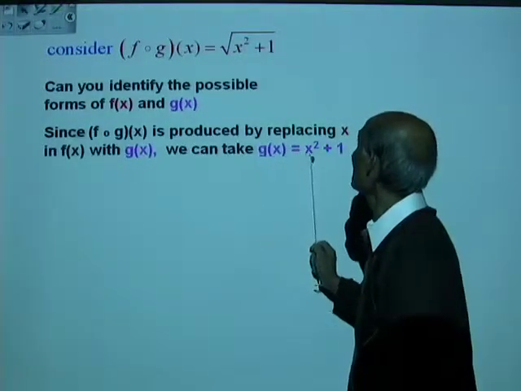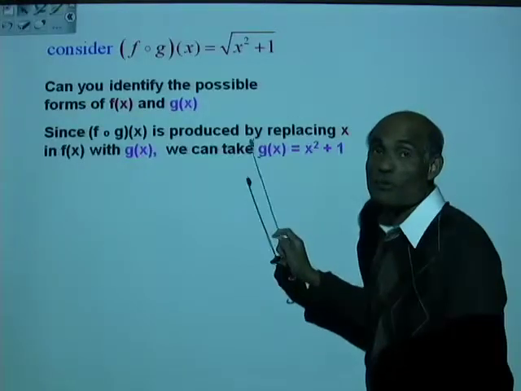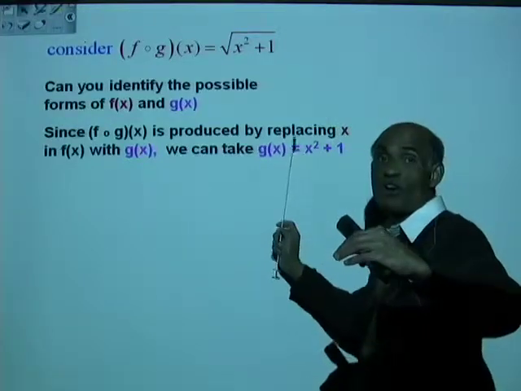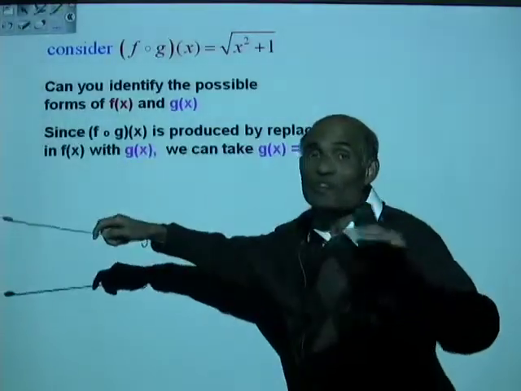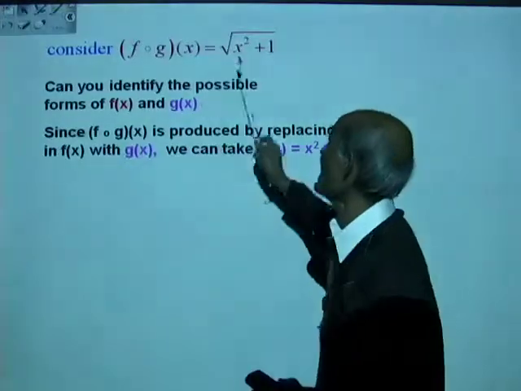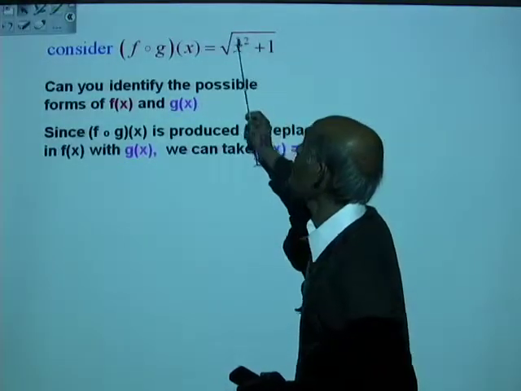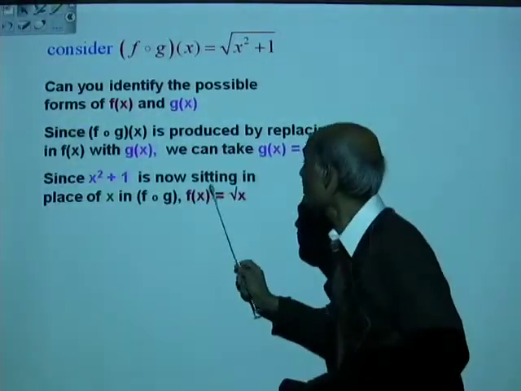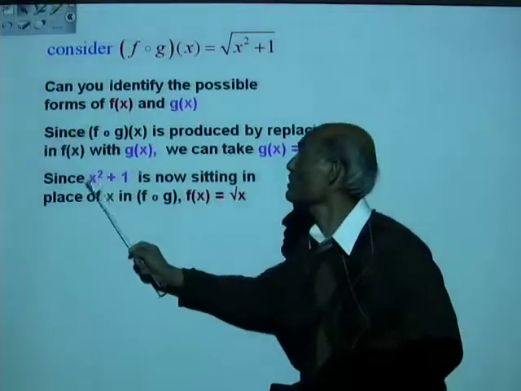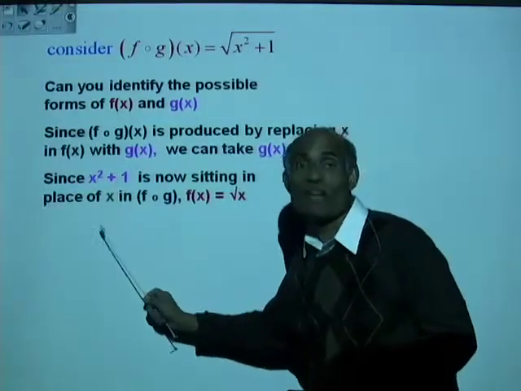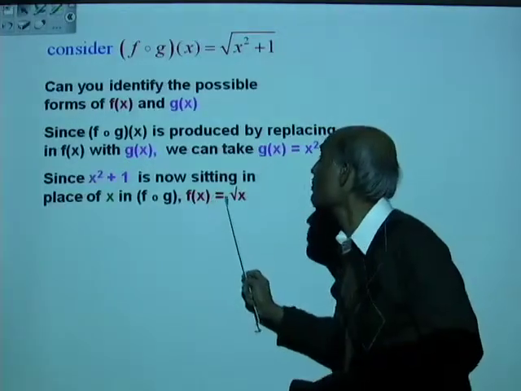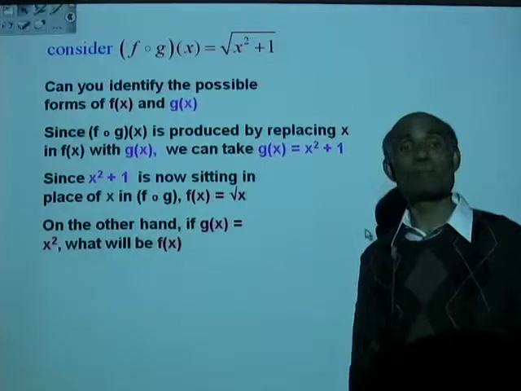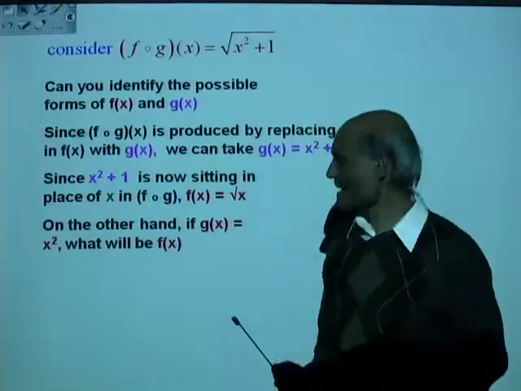Now, if g of x is x squared plus 1, and remembering that in producing f of g of x, this g of x takes the place of x in f of x, then the only possible way is that f of x must be square root of x. So if f of x is square root of x and g of x is x squared plus 1, then f of g of x must be square root of x squared plus 1. That's right. Okay, I'm going to give you an assignment now.